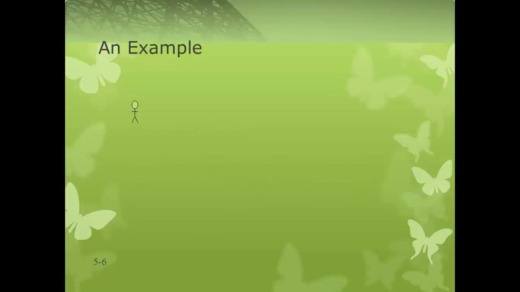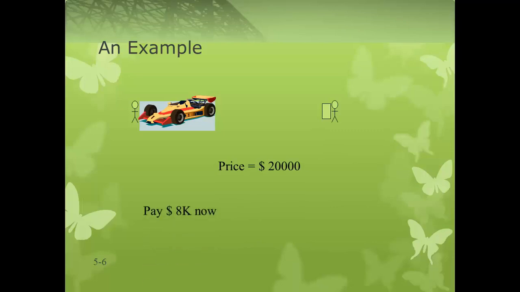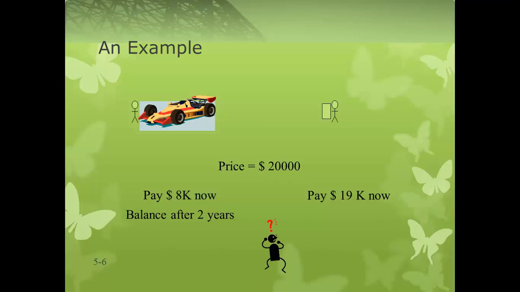To give an example, suppose there's a person who wants to buy a car. The price of the car is $20,000. He can pay $8,000 now and the balance after 2 years, or pay $19,000 now. What should he do? To buy the car, the person can either pay $8,000 now and the balance after 2 years, that is $12,000 after 2 years, or pay $19,000 now.